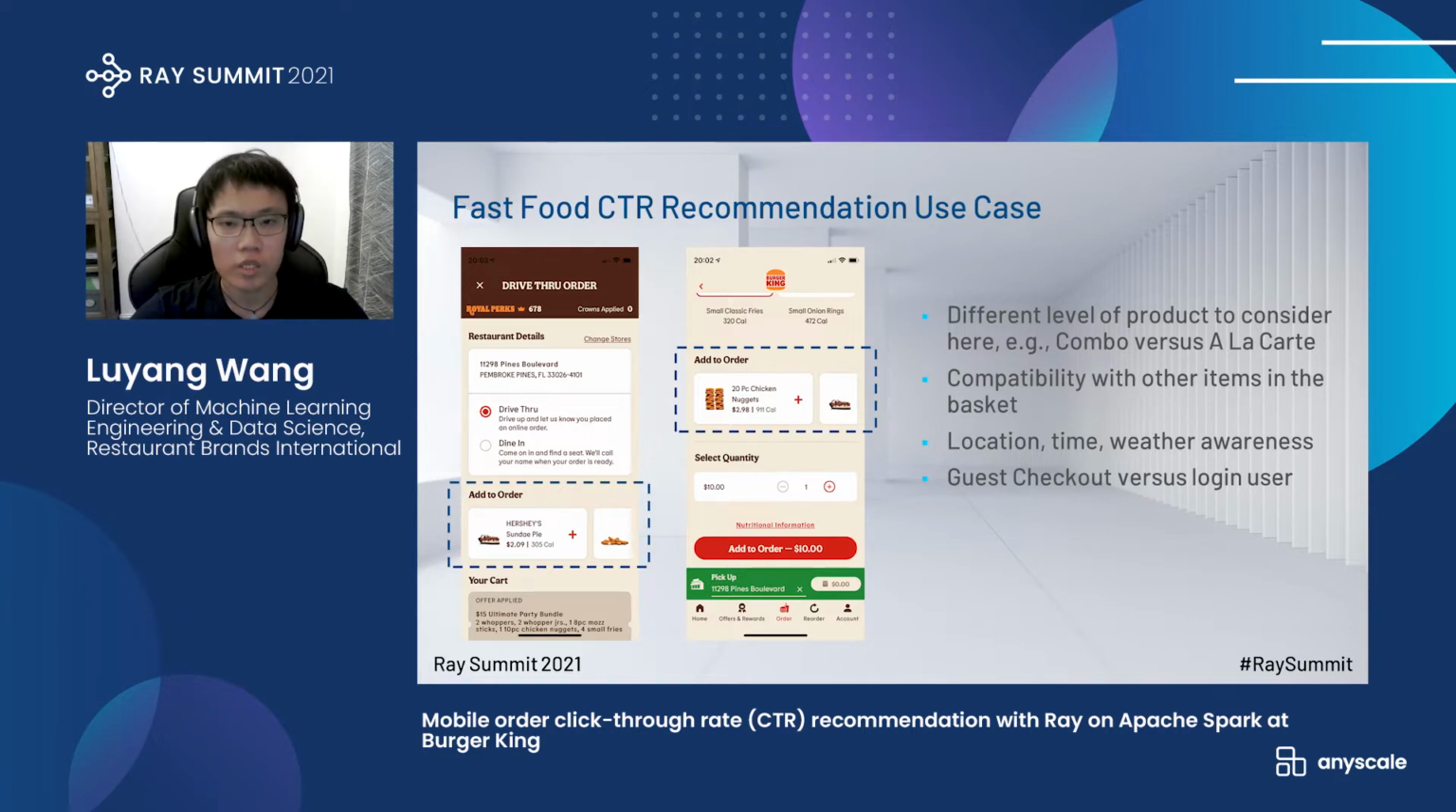And also other things like location, time, and weather awareness. This is also very important in our use case because our restaurants are spread across the whole nation, and different locations may serve something slightly different. Also, at different times, like during breakfast hour, we really should just recommend breakfast items, and in non-breakfast hours, we should do something different. So there's also a time component there. Needless to say, weather also plays an important role when our customers order food. So there are tons of contextual features that need to be considered in our recommendation use case.